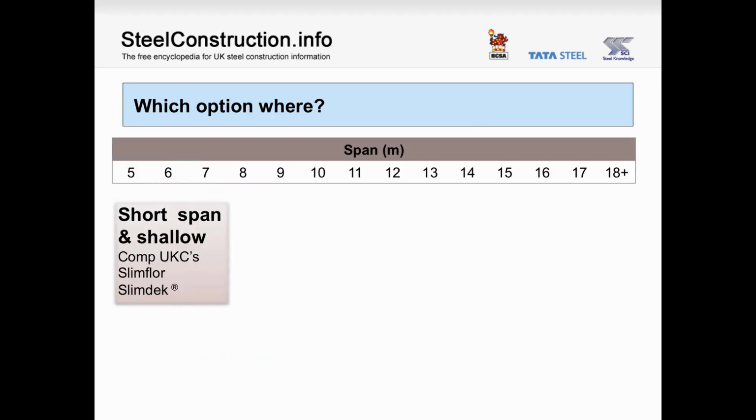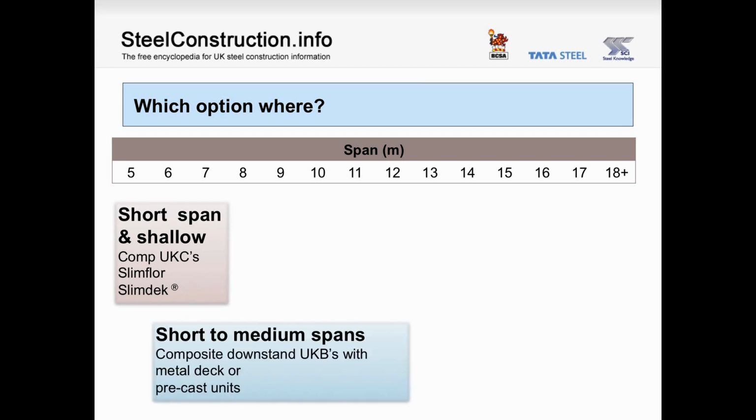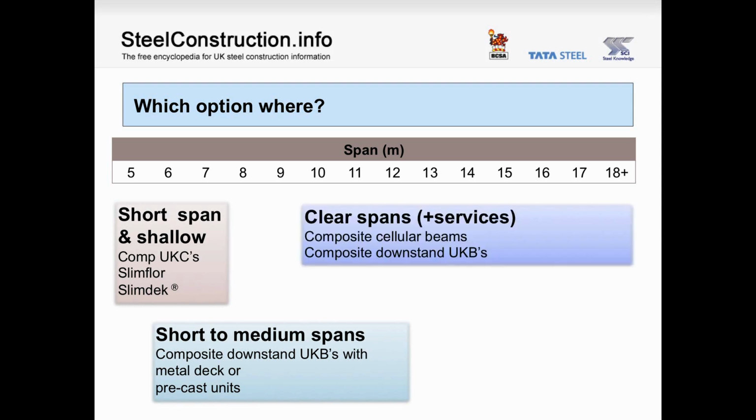On the basis of span, the reckoner on screen might be helpful, though there's nothing hard and fast about the ranges quoted. We can use short span composite floors with universal columns and shallow solutions typically up to 7 metres. Short to medium spans would tend to favour standard composite downstand construction. And for clear span solutions, either downstand or cellular should be considered. But when we get to greater than 15 metres, then cellular comes into its own and will be the system of choice.